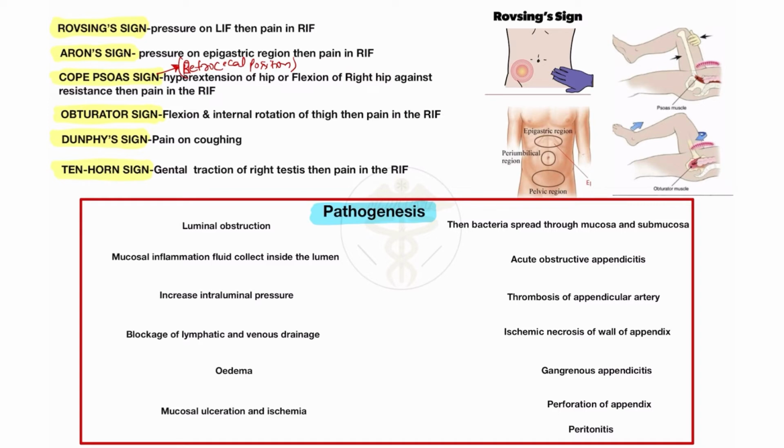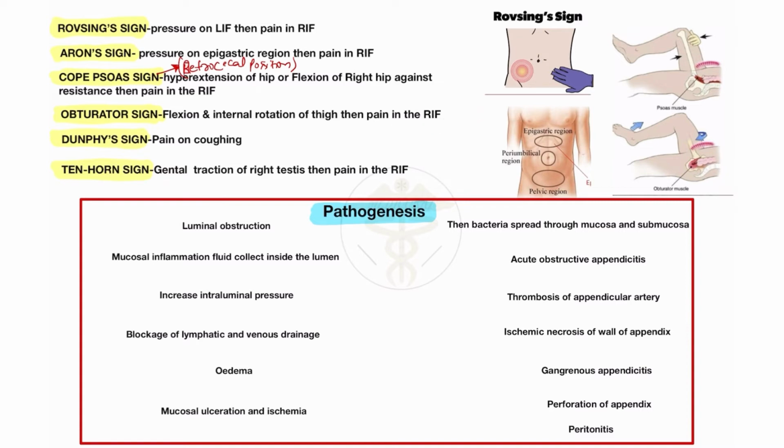Fourth sign is the obturator sign. Obturator sign is flexion and internal rotation of the thigh. In this position you will see internal rotation and flexion of the thigh. Then the patient also feels pain in the right iliac fossa region. So when internal rotation or flexion of the thigh occurs, there is pain in the right iliac fossa. This is also called obturator sign.